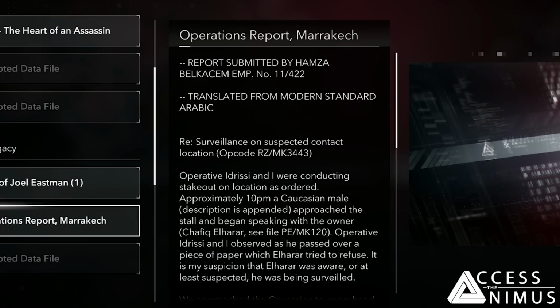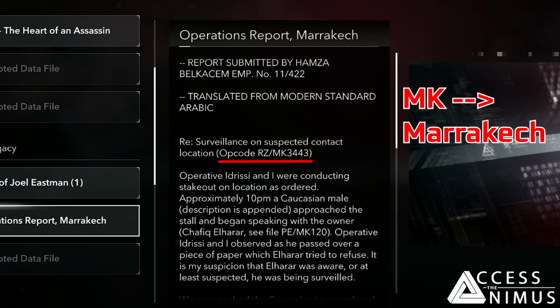It says that the report was submitted by Hamza Belkacem, who is the author of the report too, and is identified as EMP number 11/422, with EMP likely to stand for employee, and we also see that the report was submitted in Arabic and was then translated. The object of the report is what is defined as surveillance on suspected contact location and is codified with an operation code, opcode RZ/MK3443, which are codes I can't fully identify, if not maybe for the MK indicating Marrakech, meaning Abstergo at this point already had more than 3,000 operations in Marrakech. And could RZ be restricted zone?